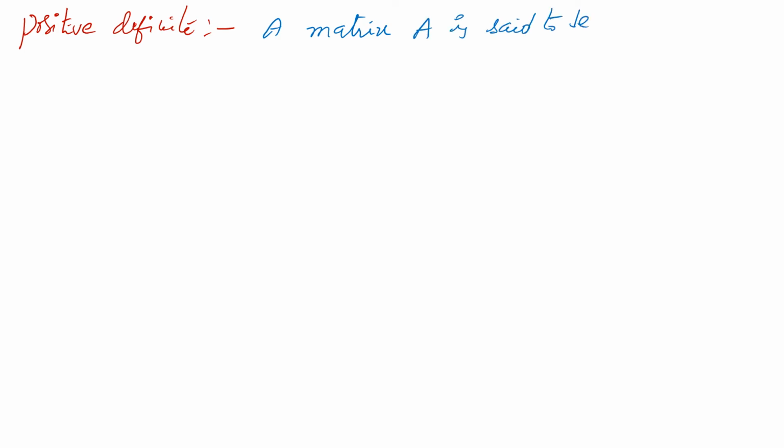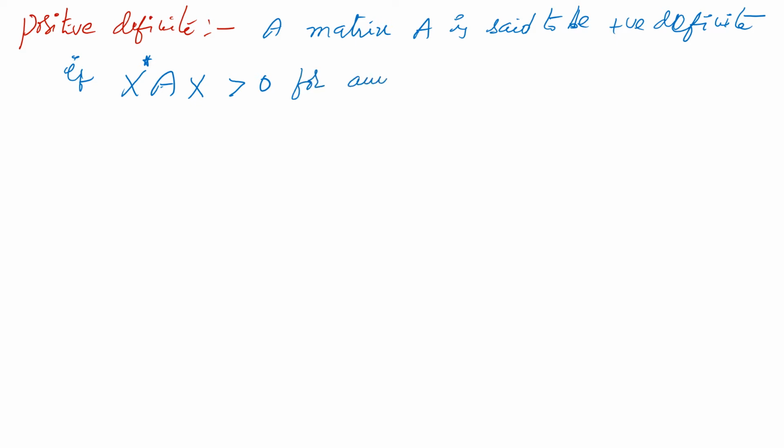Now positive definite matrix definition. A matrix A is said to be positive definite. What is the condition here? If X Hermitian A X is greater than 0, X greater than 0, positive definite.